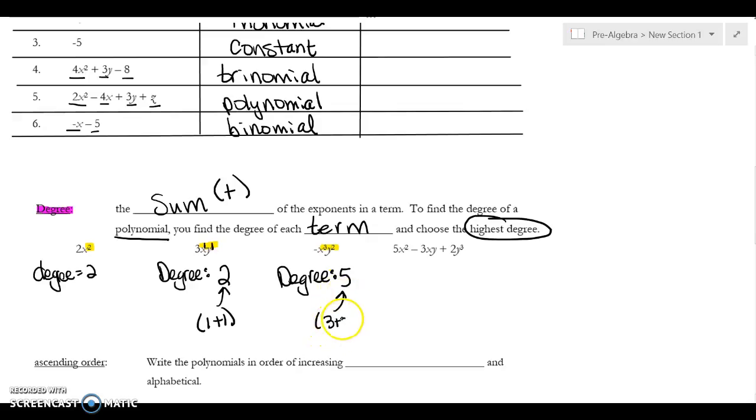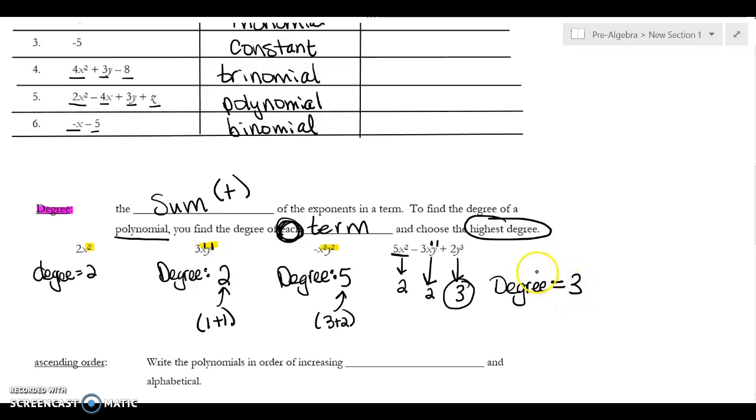So I added those. Okay, now finally we're at a polynomial. Well, what we have to do is find the degree of each term. You see that? Each term. So the degree of this first one is 2. The degree of this one is also 2. And the degree of the last term is 3. Now, if you notice, it says choose the highest. That is my degree. It's the biggest number. You don't actually add those up. You find the biggest number.